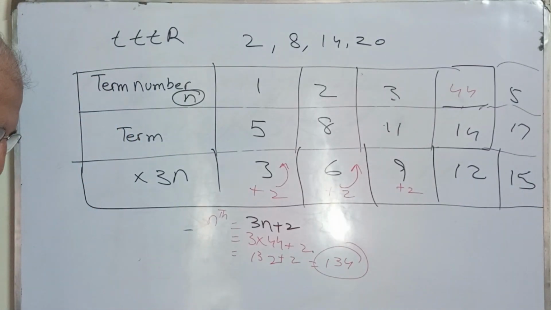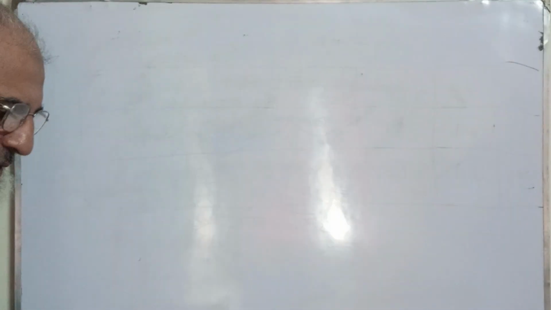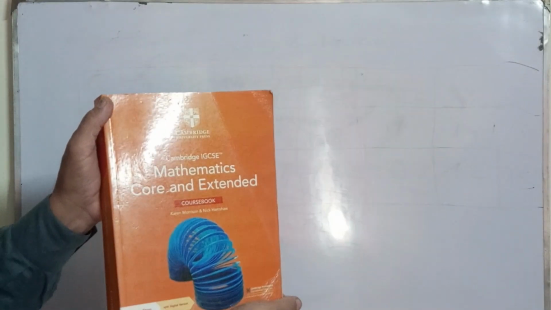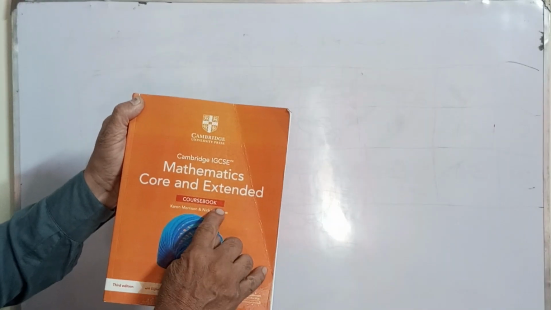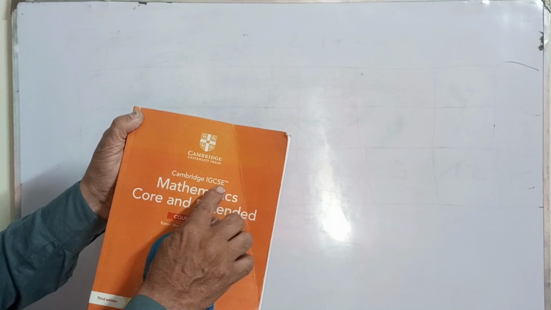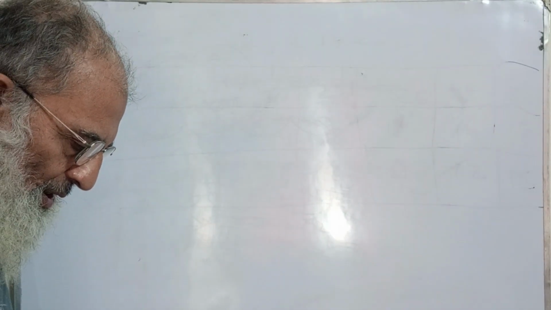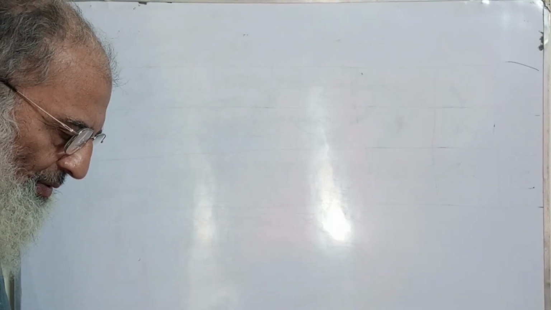Now let me do one example now. Worked example, page number 257, and the book we are going to study now is the third edition, Mathematics Core and Extended Course Notes, Karen Morrison and Nick Hamshaw, Cambridge University Press, Cambridge IGCSE Mathematics Core and Extended. Okay. So let us continue our lecture from where I left.